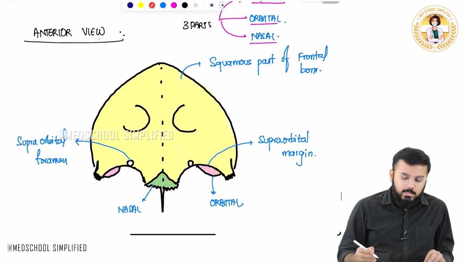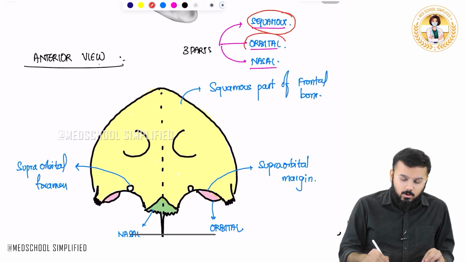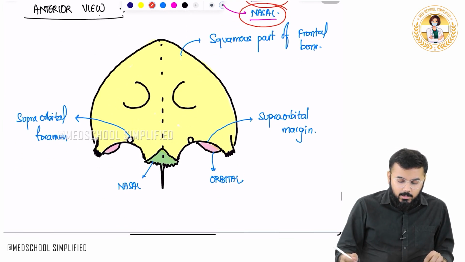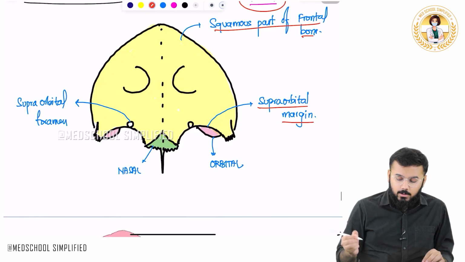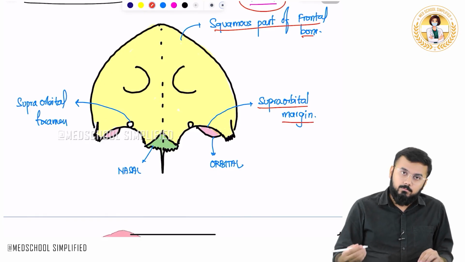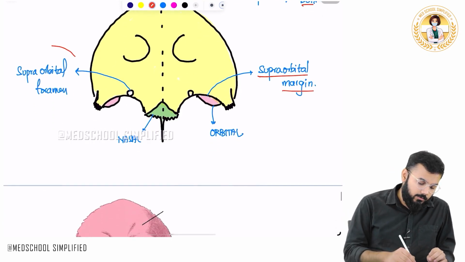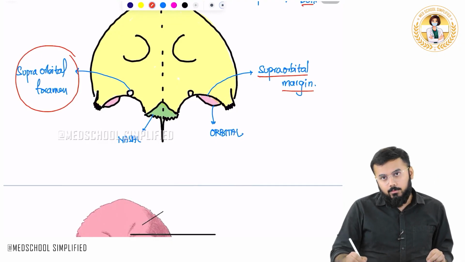So overall, what are the structures we have discussed so far? We discussed that there are three parts: one is squamous, orbital, as well as the nasal part. Now this is the squamous part of the frontal bone. Next, this is called the orbital part, with the supraorbital margin. On the supraorbital margin, you have a foramen called the supraorbital foramen.